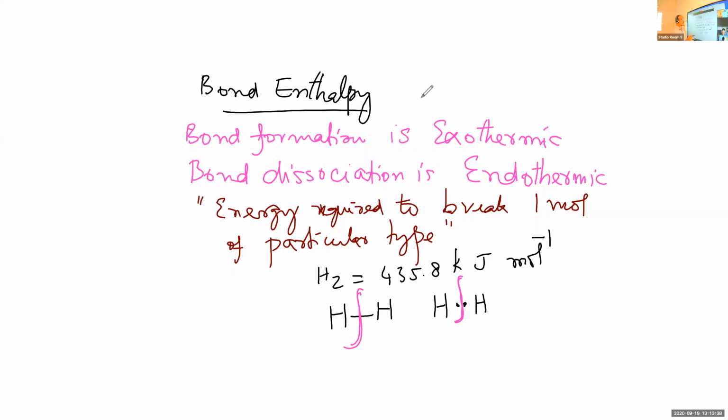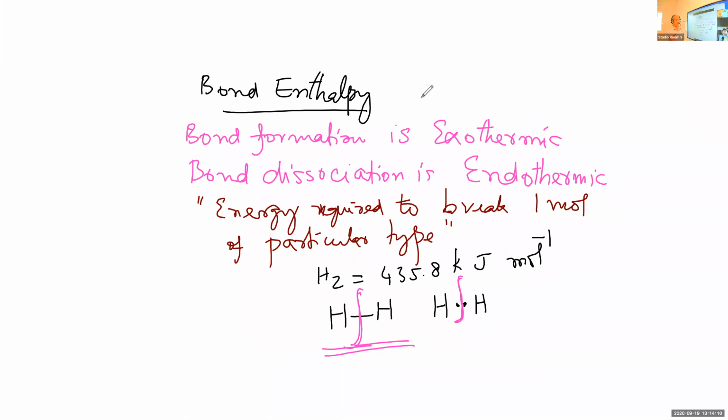The meaning is this: for the breakage of the bonds in 1 mole of hydrogen molecules, we need 435.8 kilojoules of energy. That much of energy will be absorbed by 1 mole of hydrogen molecules for the complete dissociation. That is the meaning of kilojoules per mole.